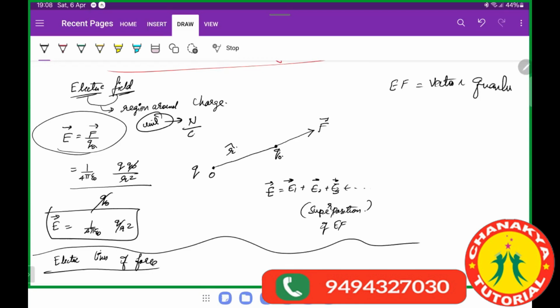I have a doubt. When we divide any vector quantity by a scalar quantity, will the result always be a vector, or can it also be scalar? It will always be a vector. Okay.